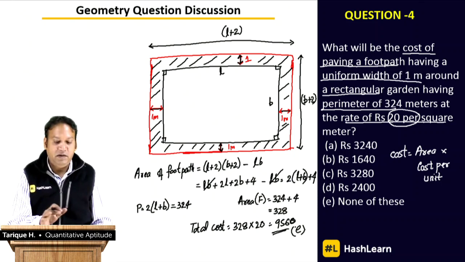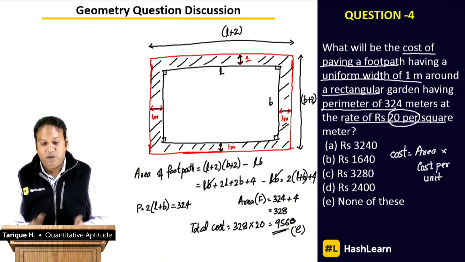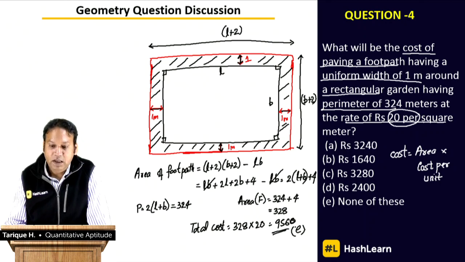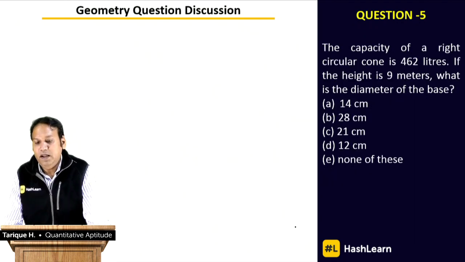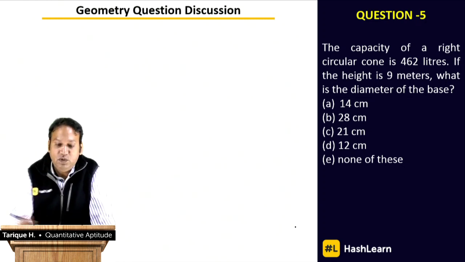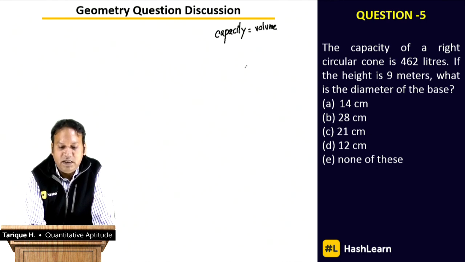So this is a very common template of a rectangle-based question from volume and surface area in geometry. Let's move to question number 5 now and see what is there. The capacity of a right circular cone is 462. Capacity means volume. Capacity is volume. We're talking about a right circular cone.